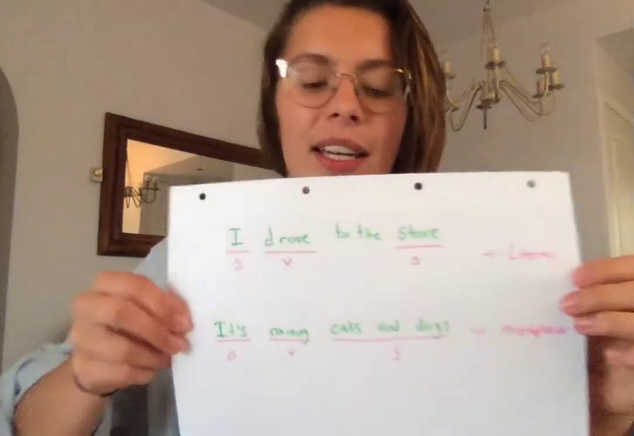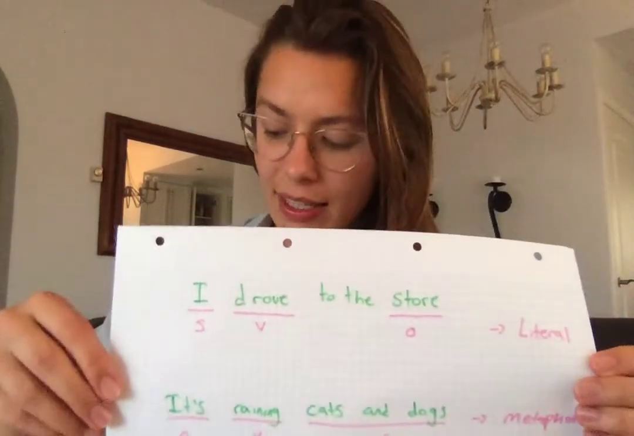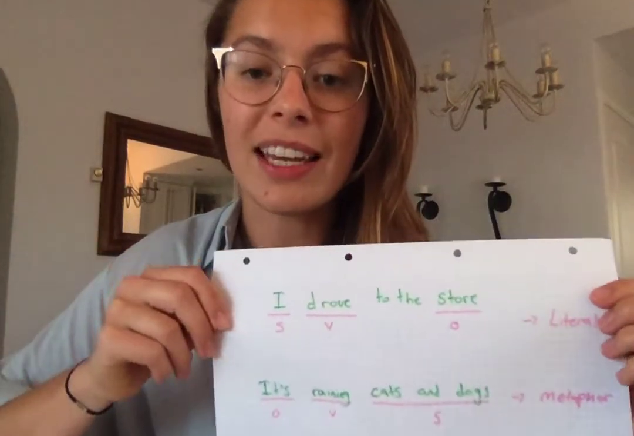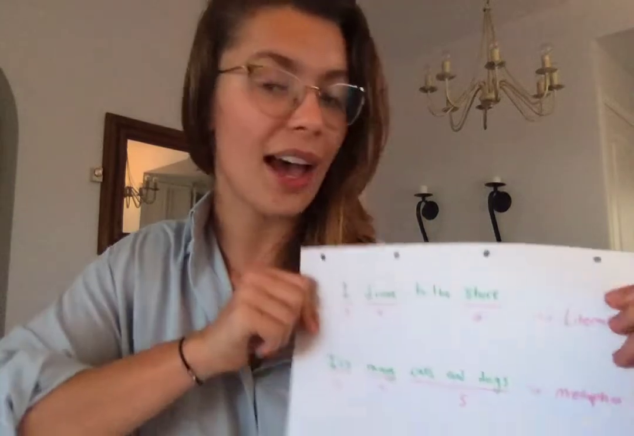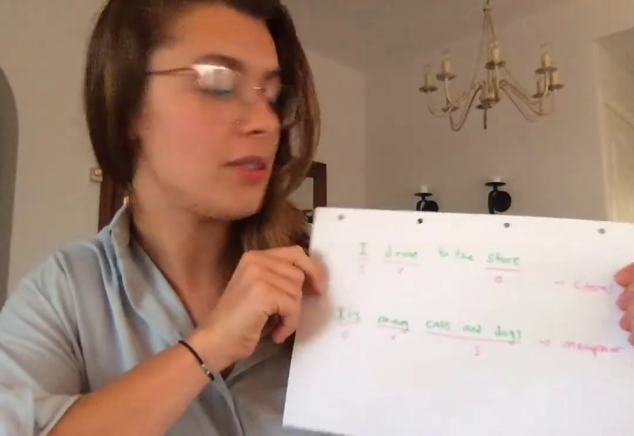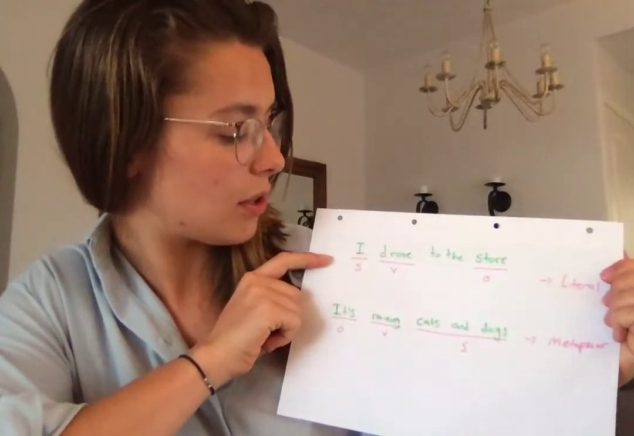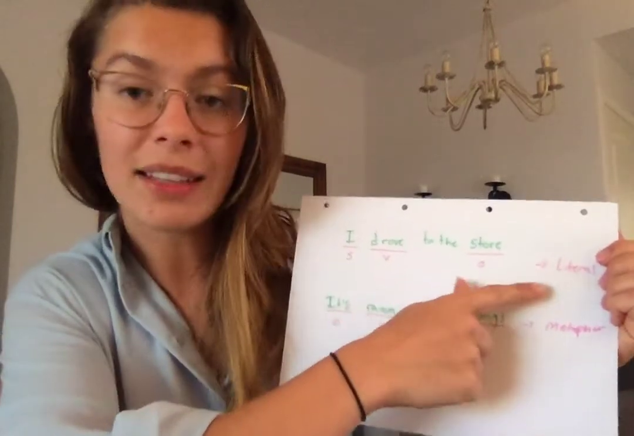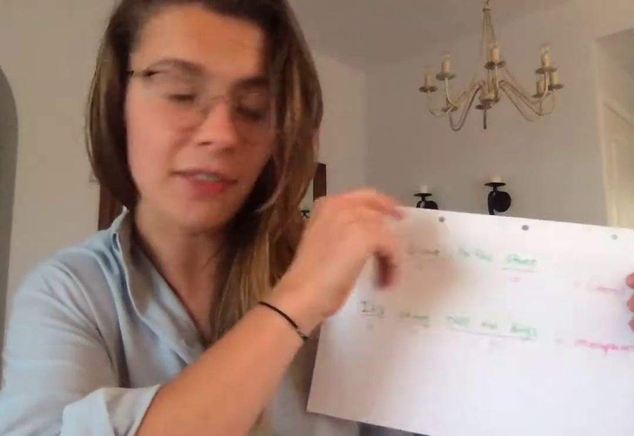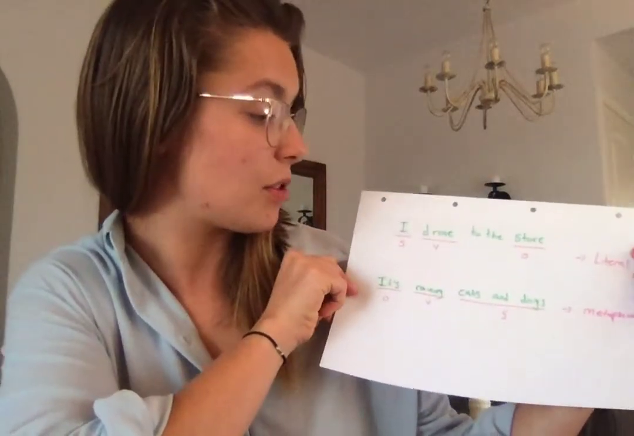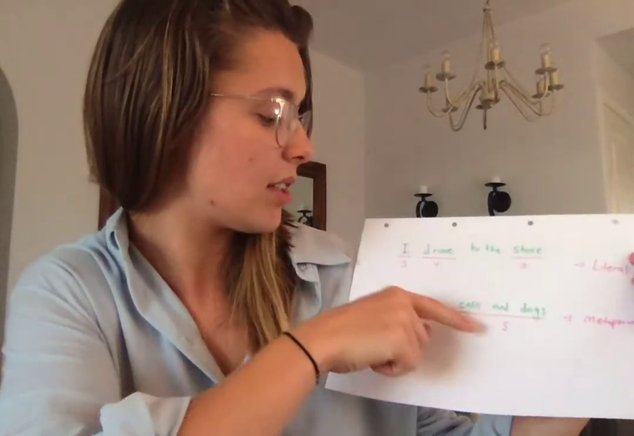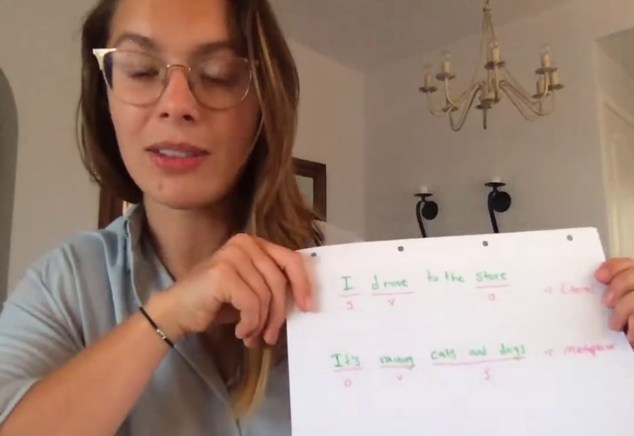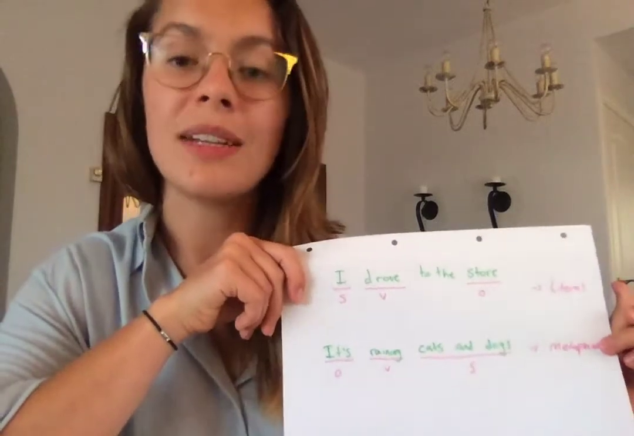So here is one way that we can do this, and this is called common semantic functions. What we're doing is seeing where we have the different parts of speech. So I wrote two sentences here. The first, I drove to the store. I have my subject, my verb, and my object, and this is a literal sentence. It means I'm driving to the store. And then I have, it's raining cats and dogs. I have the subject, the verb, and the object again. And the order that we write this in doesn't really matter as long as the sentence makes sense. But this one is metaphorical.